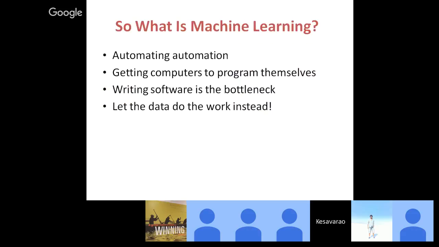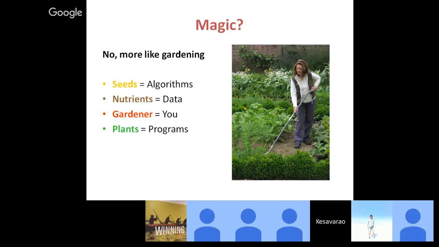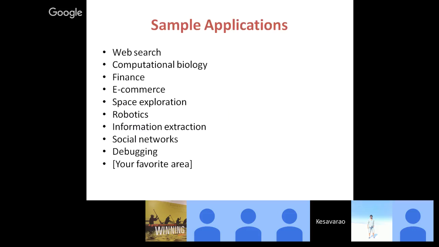Actually, what is machine learning, right? Automating automation. It's getting computers to program themselves. Writing software is the bottleneck. Let the data do the work instead. So that's the kind of definition that gives people who are new to machine learning a simple way to understand it and a better idea.